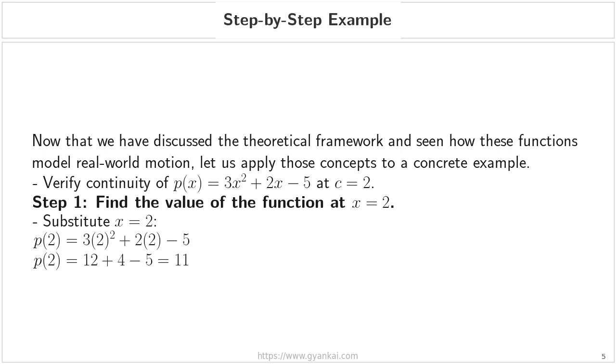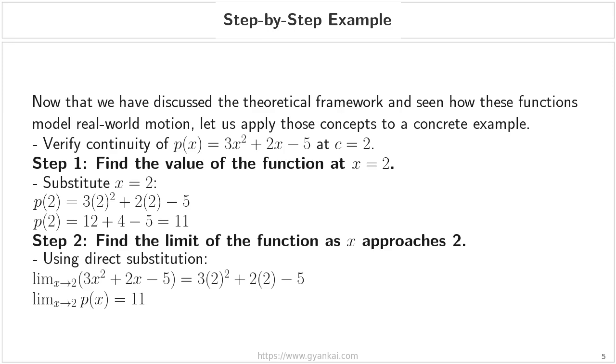This gives us 3 times 2 squared plus 2 times 2 minus 5. When we calculate this, we get 12 plus 4 minus 5, which equals 11. So the function value, p of 2, is 11. Step 2 is to find the limit of the function as x approaches 2. As we mentioned in our previous discussion on the direct substitution property, for any polynomial, the limit is simply the value obtained by substituting the point into the function. Therefore, the limit of 3x squared plus 2x minus 5 as x approaches 2 is calculated as 3 times 2 squared plus 2 times 2 minus 5, which again gives us 11.